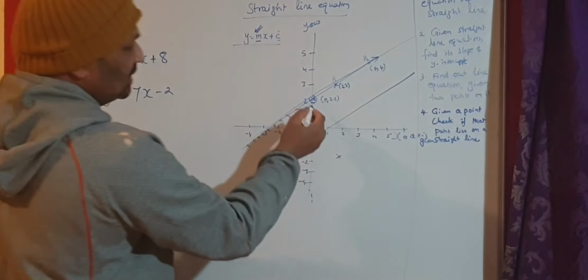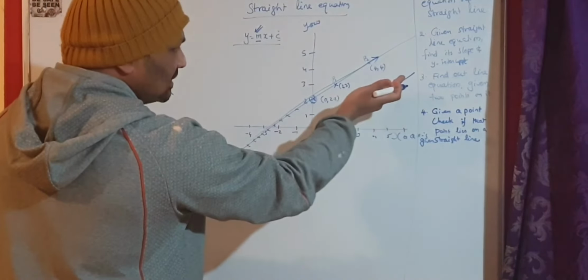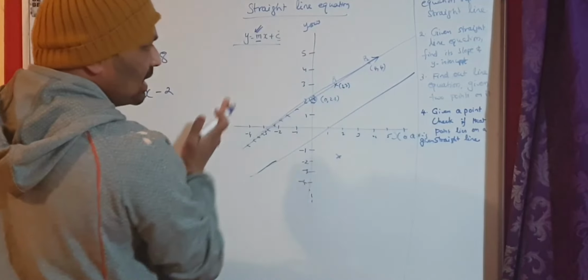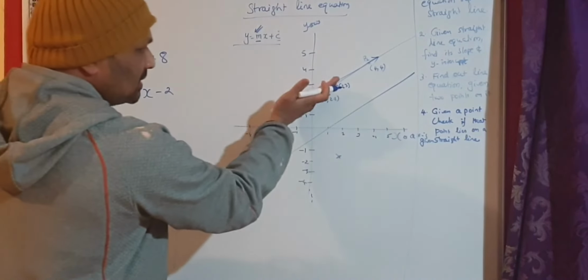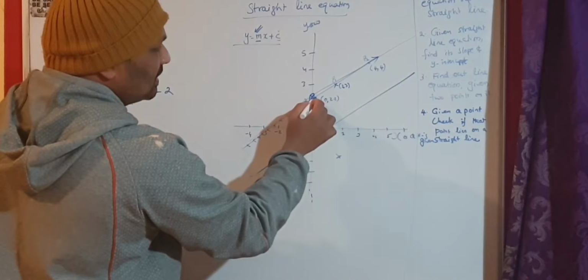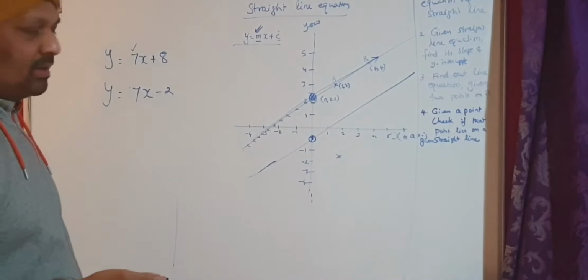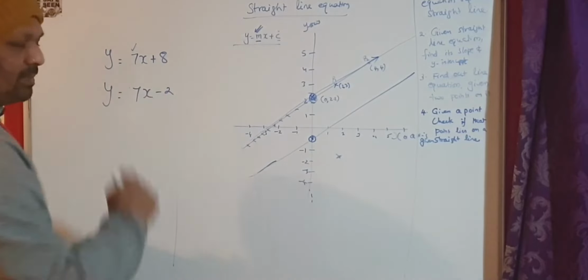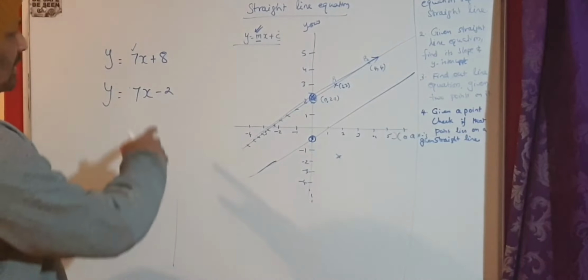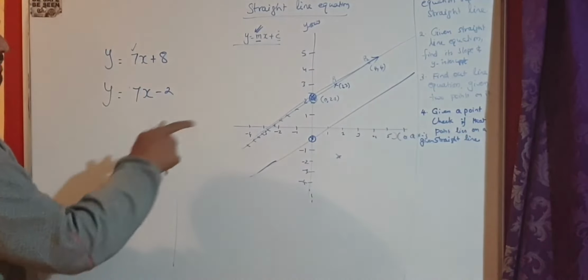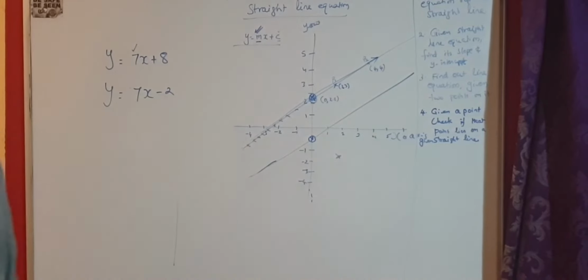C can be different. In this case, these two are parallel lines. They have the same slope, but the point at which they meet the y-axis is different. Okay, the C can be different. But if the slopes are the same, then we call those two lines parallel lines.